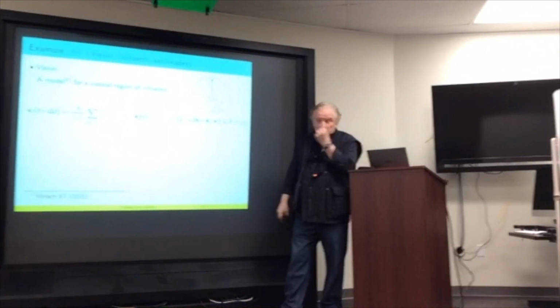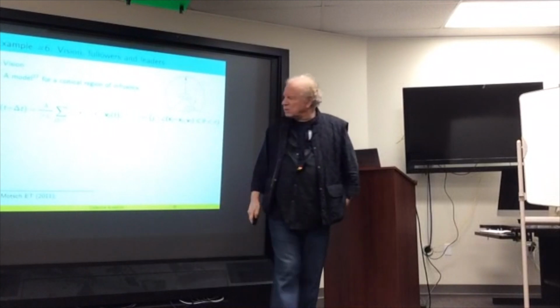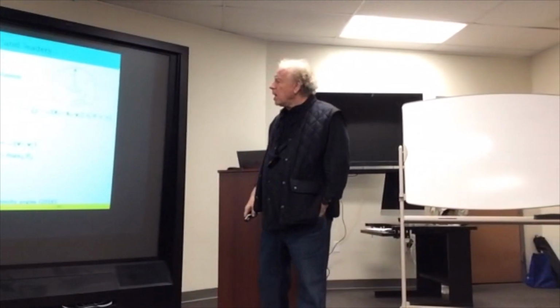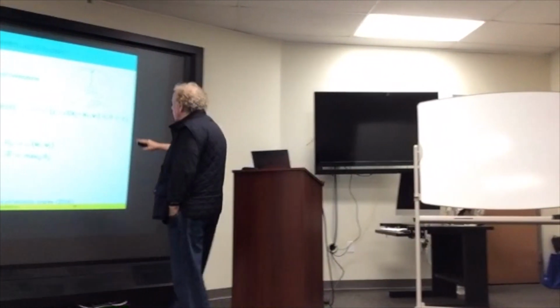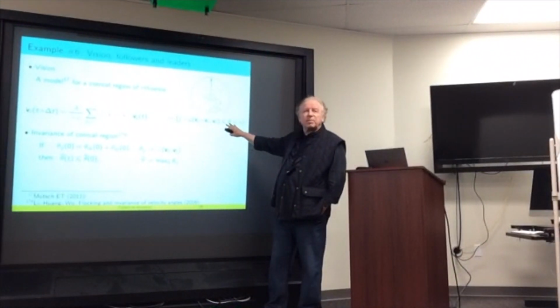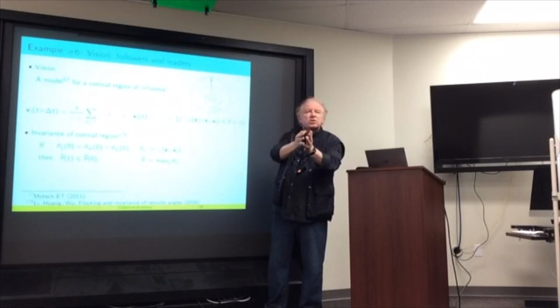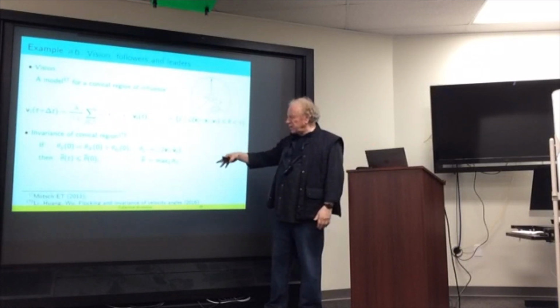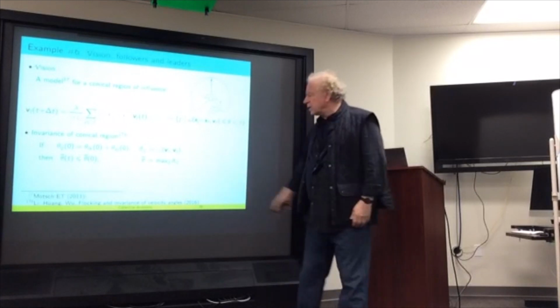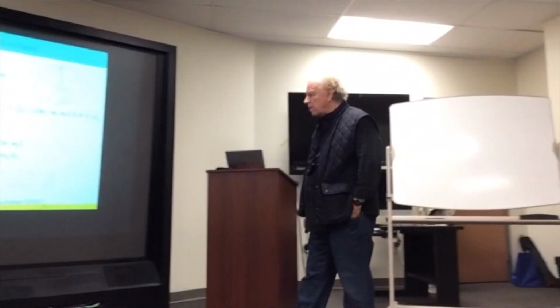This model was introduced with Motsch in 2011. And of course, the analysis of this model is extremely complicated, simply because we do not know how to show that this cone of vision is invariant in time. It constantly changes, and then it's rather complicated. I think this is a reference where the analysis for this model was done.